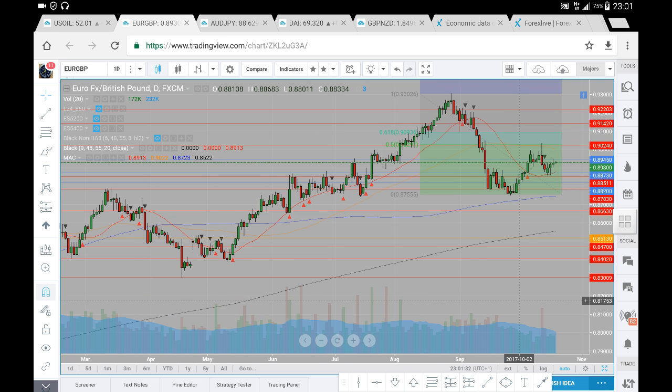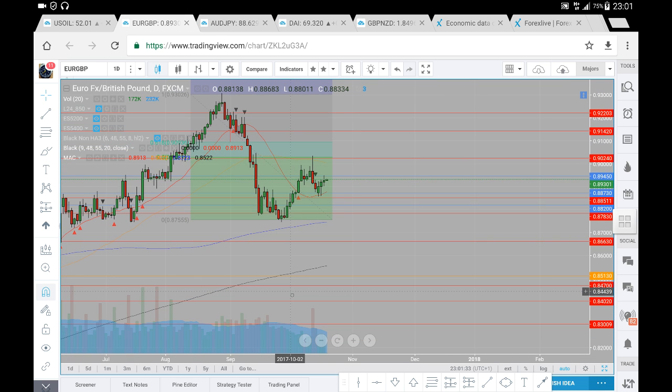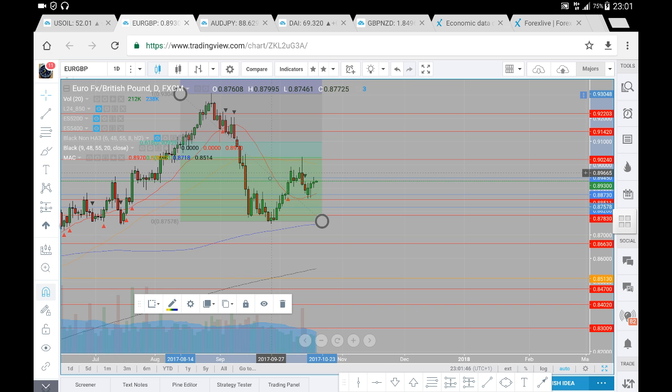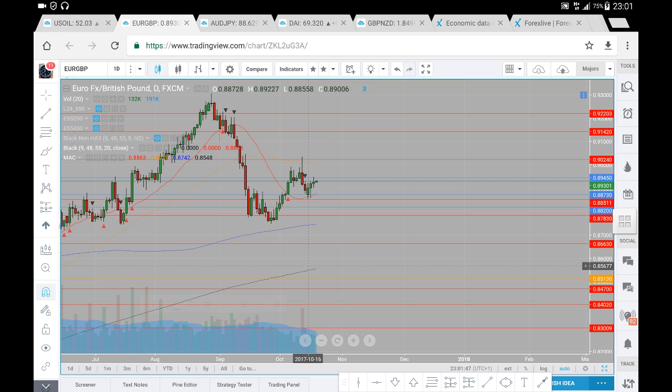It's close enough. So on the daily chart, we can see here price reacted to the 50% retracement level and has subsequently come back down off the Fibonacci. Now, let's just get this Fibonacci off the charts so we have a clearer chart.